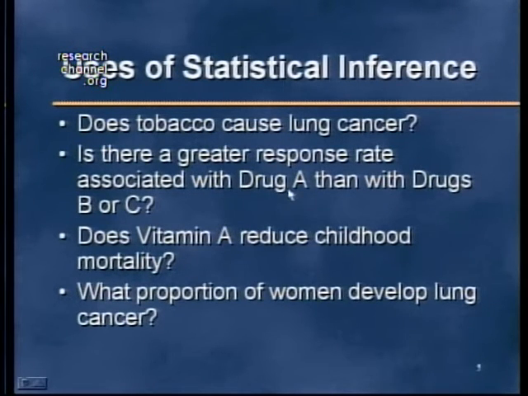Commonly, the question of whether there's a greater response rate associated with drug A than with other drugs B or C, again, it's making an inference based on a study that's performed using drugs A, B, and C, but it's to generalize or expand to the larger population of individuals who may be treated by A, B, or C. We looked at the example of whether vitamin A reduced childhood mortality, other questions, what proportion of women develop lung cancer, and all of you can come up with other questions that are of interest to you.